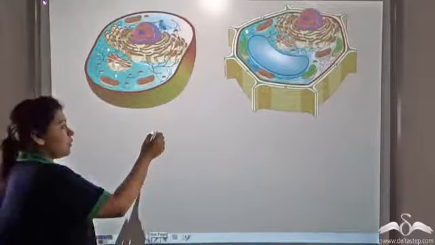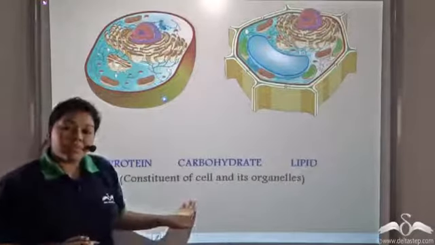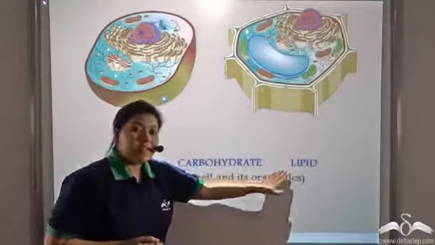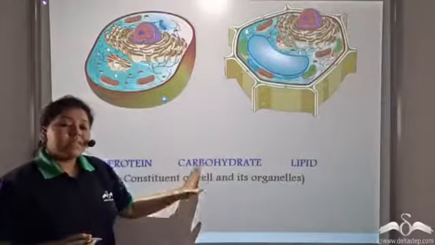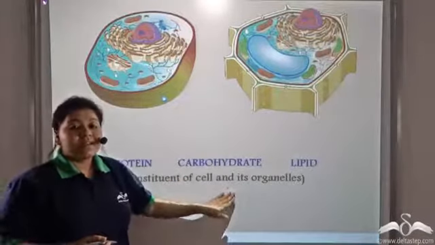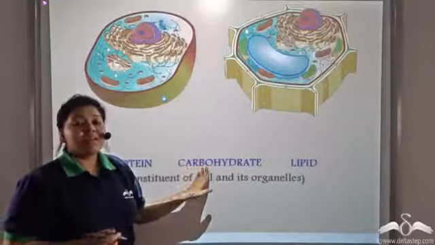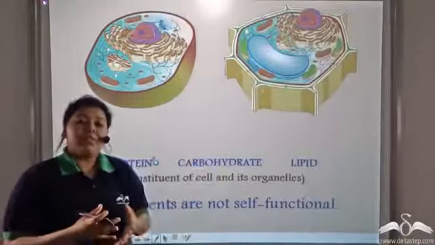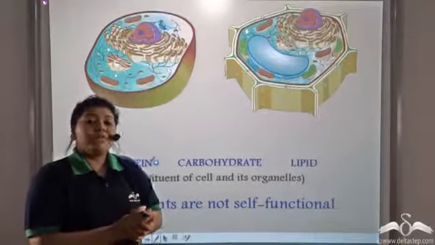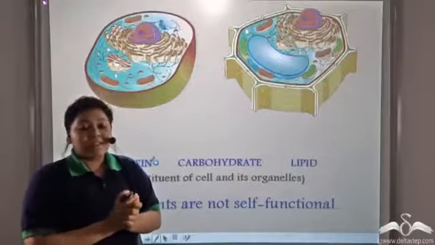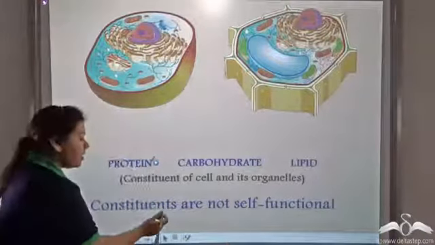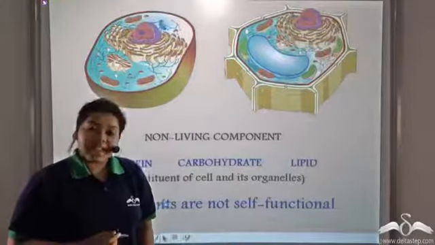Now, what are these cellular organelles made of? Well, they are made up of molecules like the proteins, the carbohydrates, and the lipids. These three molecules make up the cellular organelles. Now, individually, these molecules are not self-functional. But when all the three molecules come together, they form the functional cellular organelles. So these constituents that make up the cell organelles are the non-living component of the cell.